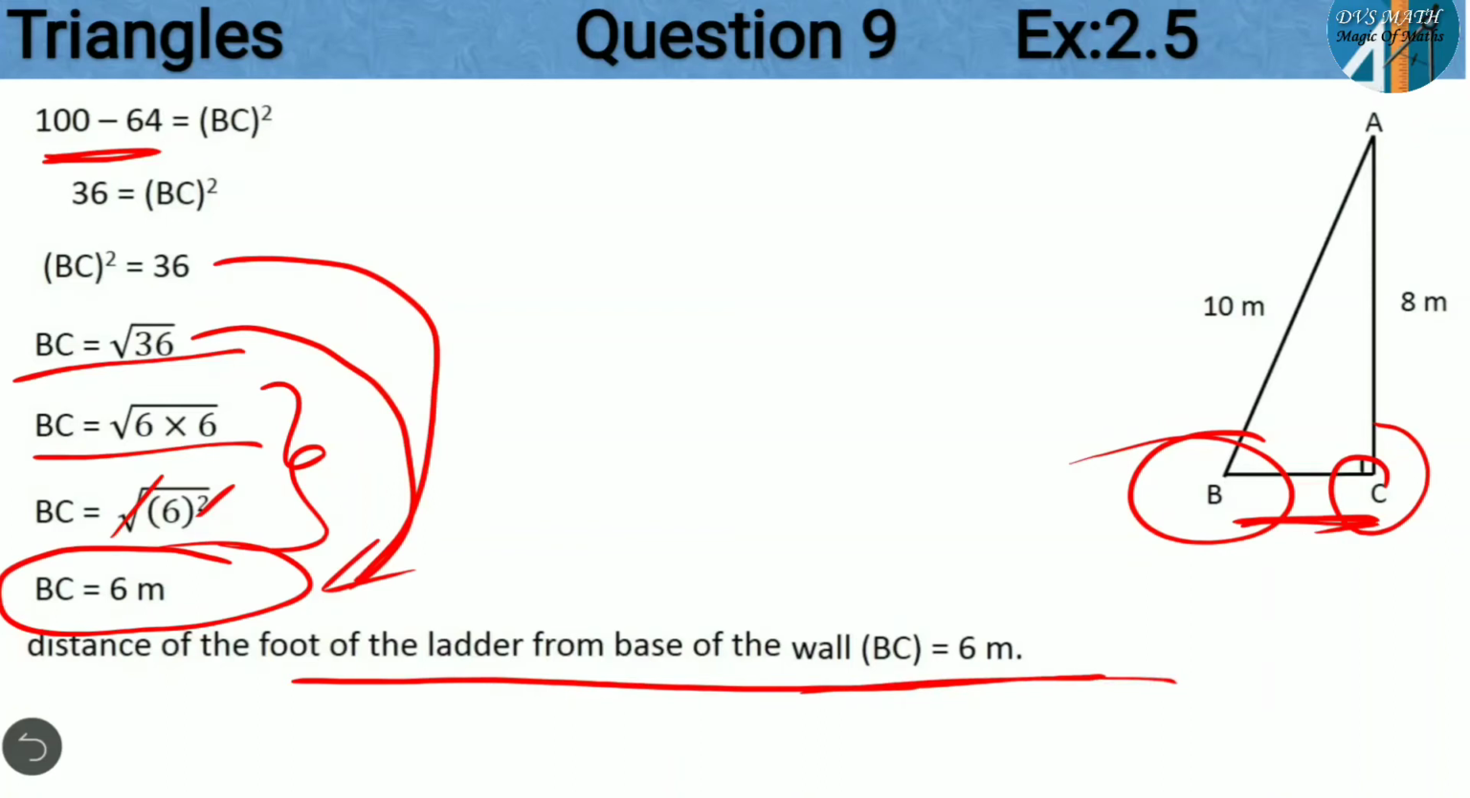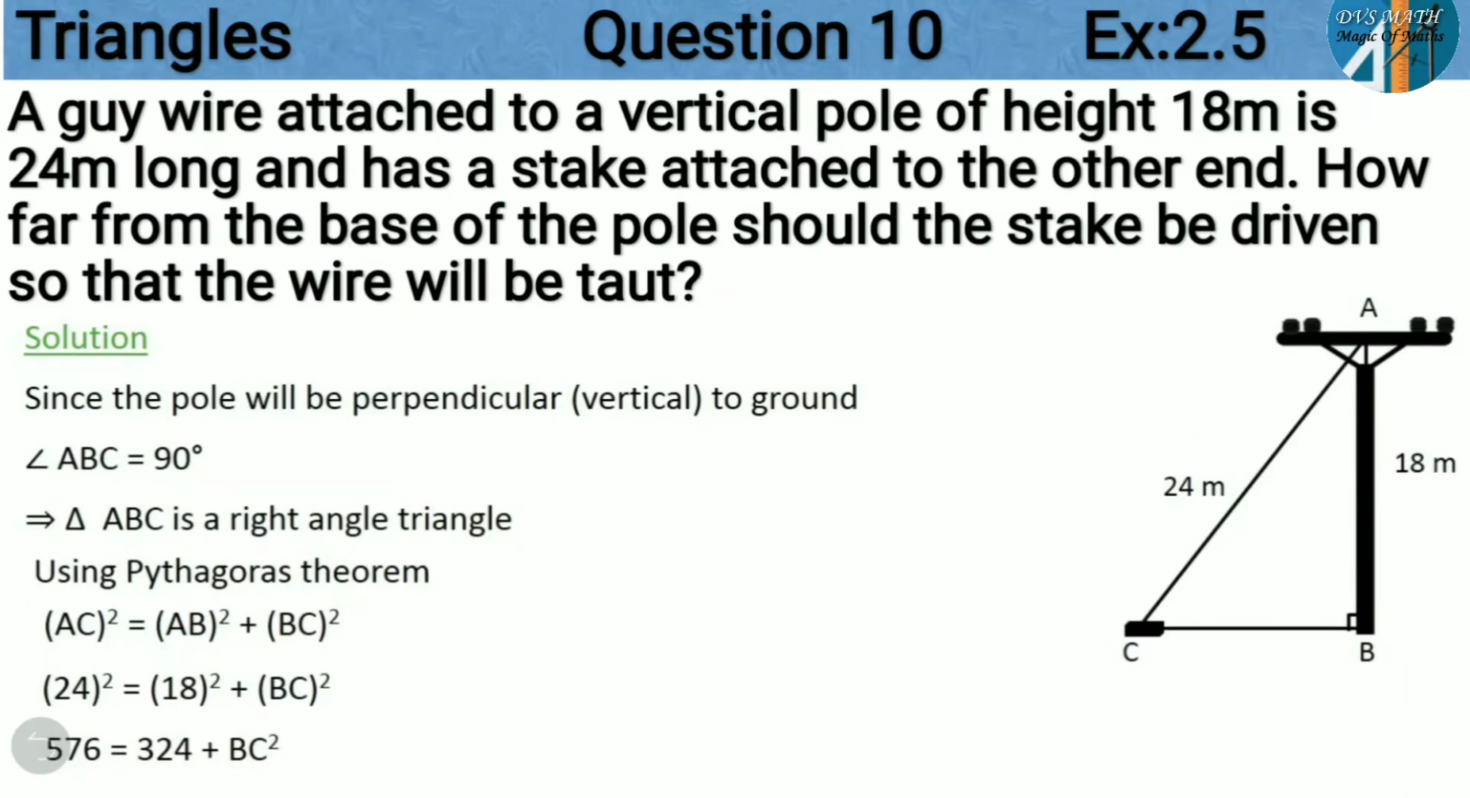So this is about question number 9. In this session I am going to solve only one more question which is very similar to this, that is question number 10. A guide wire attached to a vertical pole of height 18 meter is 24 meter long and has a stake attached to the other end. How far from the base of the pole should the stake be driven so that the wire will be taut?